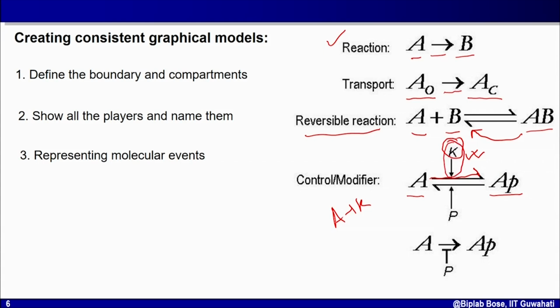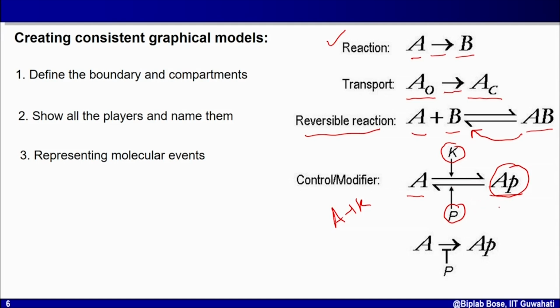Similar thing for a phosphatase. Once your A has become phosphorylated and become AP, it can become dephosphorylated by a phosphatase enzyme. Again, P is representing the phosphatase, and it is controlling the reversible reaction. So remember what I am doing here. I am representing the control or modifier or the controller of this reaction by these two enzymes K and P, and they are drawn as vertical arrows on the reaction that is controlled by these individual molecules.